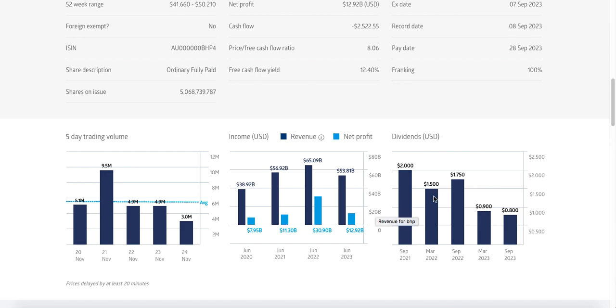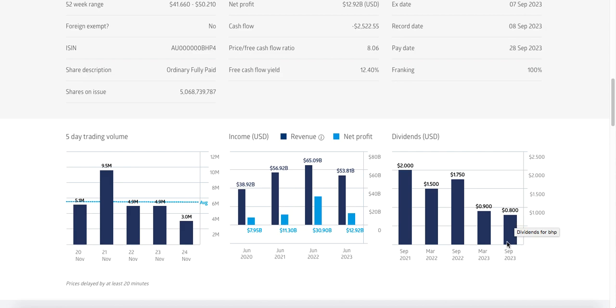Finally, on the far right side of the page, now without zooming in, it actually does look like that says $2,000 and $1,500. It's actually $2, $1.50, $1.75, 90 cents, and 80 cents.